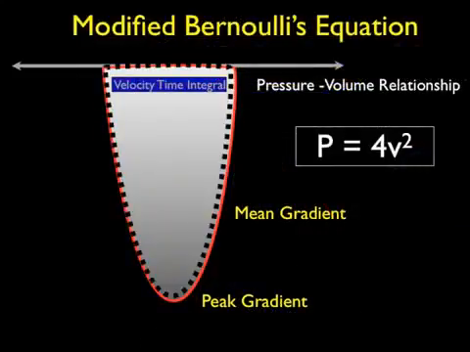Bernoulli's equation may be modified to express a simple relationship between pressure and velocity of blood flow, which is valid in most situations. The peak pressure gradient is equivalent to 4 times the peak velocity squared. Recall from the last slide that a mean gradient can only be measured by tracing the velocity time integral to utilize the velocities obtained throughout the ejection cycle.